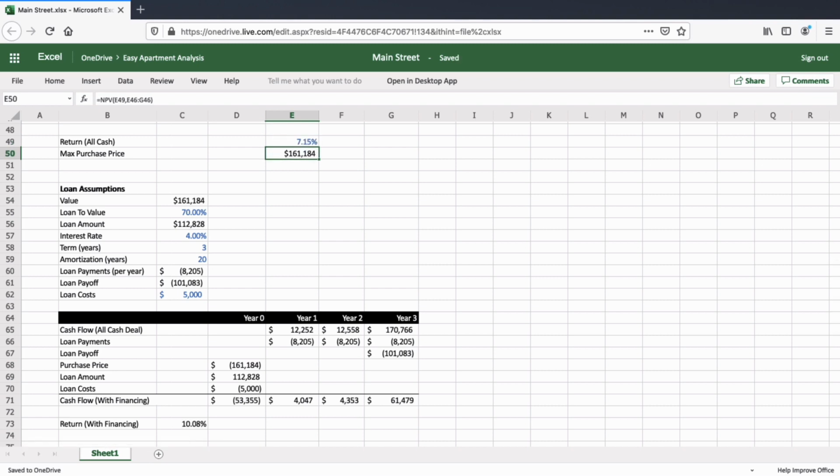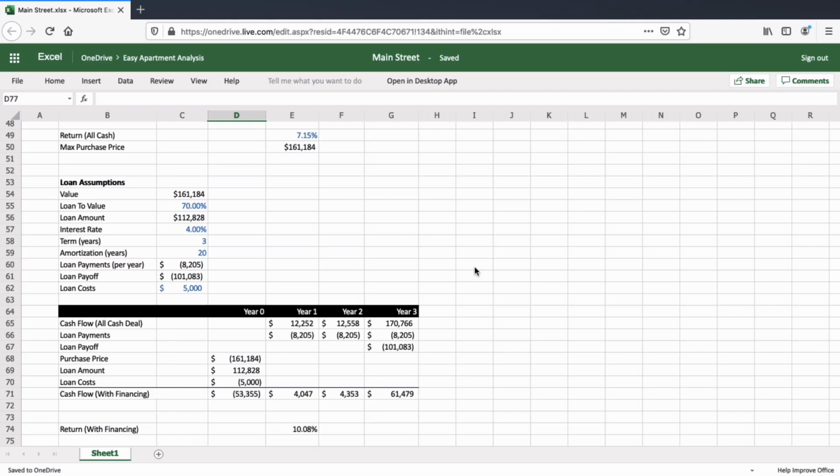There we go. I played with it enough. Got to 7.15. Got me a 10.08% return leveraged, even though it's 7.15% unleveraged. And as you noticed, the loan amount changed dynamically. The loan payments changed dynamically. The loan payoff amount in the end changed dynamically. And we were able to come up with a more accurate representation of what our return is on a leveraged basis. I want to cover a few additional things with you before we move on.